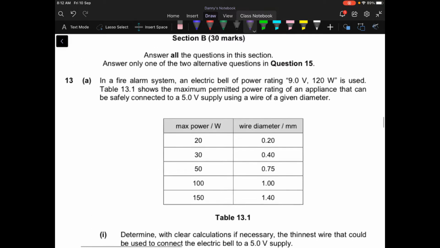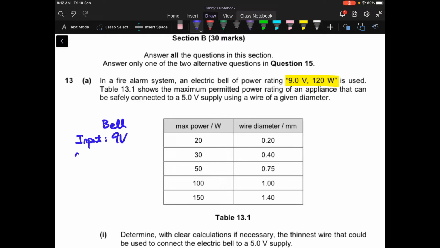Usually the first question in your section B is what we call a database question. They will give you a bunch of data and you need to make sense out of it. So let's recall what the question is on. Basically they are telling you that there's a fire alarm system, there's a bell. The bell has such a rating. What does this rating mean?